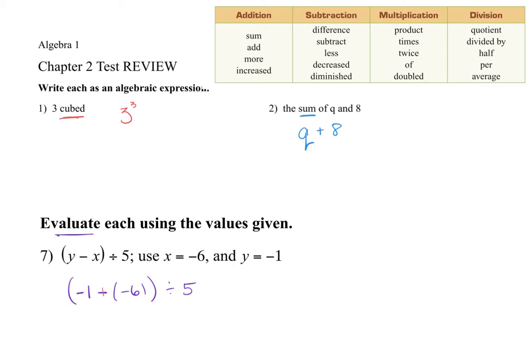Remember, subtracting a negative is adding the opposite. So that's just adding. So we have -1 plus 6. That's just 5 here. And then we do our division. 5 divided by 5 gives us the answer of 1. So evaluate just means plug it in and do order of operations. Parentheses, exponents, multiplication, division, addition, subtraction.